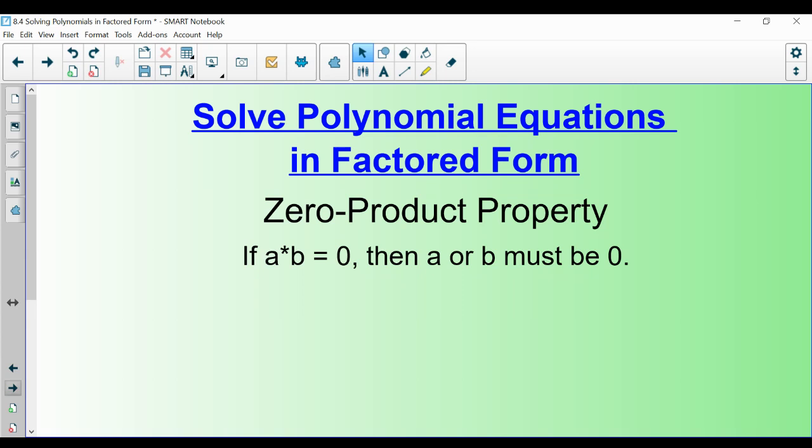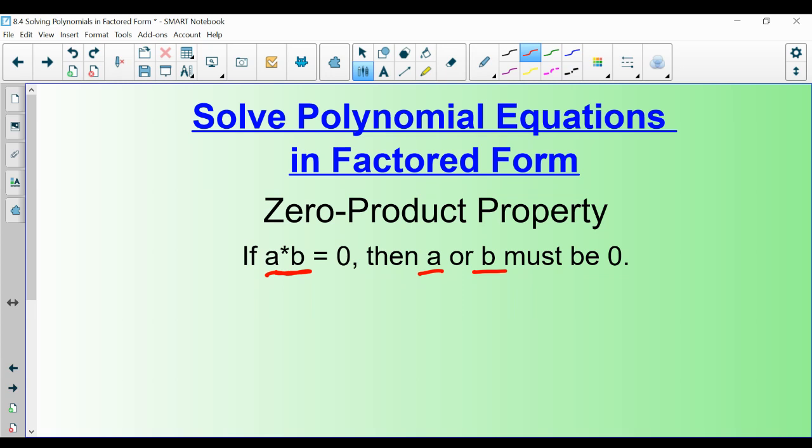To start section 8.4, we need to understand something called the zero product property. The zero product property is not particularly mind-blowing or anything like that, but what it allows us to do is super critical as we proceed in the rest of Algebra 1 and in Algebra 2. What the zero product property states is that if you have two numbers being multiplied, we're just going to call them A and B, and their product, when you multiply them, is 0, then either A is 0 or B must be 0.